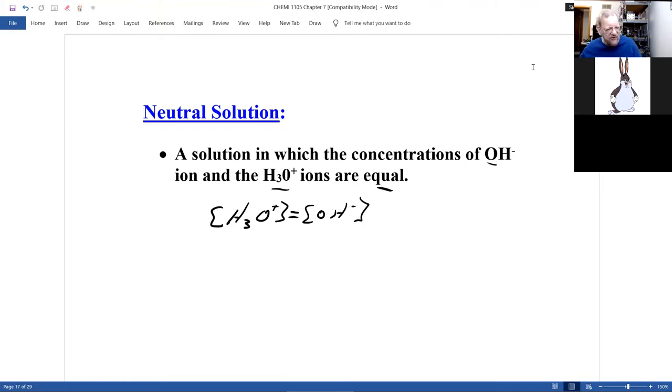So a neutral solution exists when the hydronium ion concentration is equal to the hydroxide.